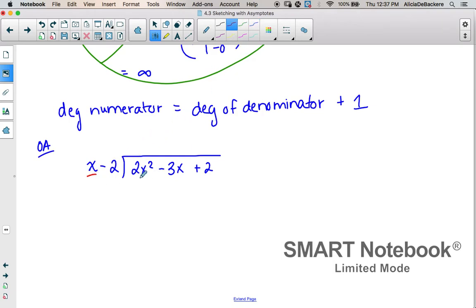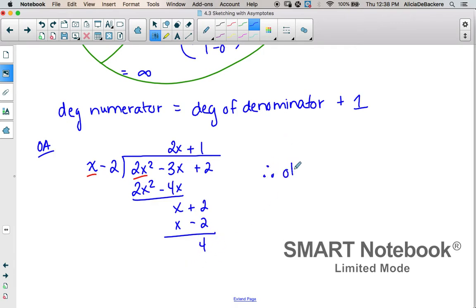So I'm looking for x times what will give me 2x squared. And then I'm going to subtract those terms. That's going to give me positive x. I'll bring down the 2, and then same thing here, x times what will give me x, and it's positive 1. I'll multiply the 1 through the divisor. And then subtracting here, I'm going to get 4. But I don't need to worry about that remainder. It's going to go to 0. So therefore, I know that the oblique asymptote is just y equals the quotient.